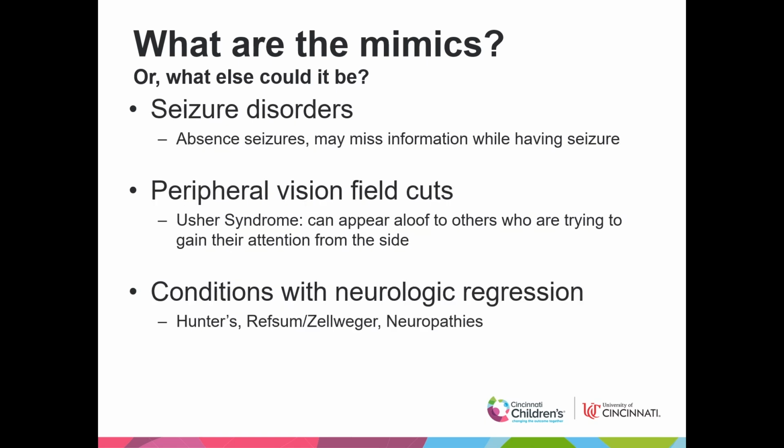I've had some kids with absence seizures where they're just kind of missing information and they seem like they're not with us. And that obviously has a treatment and will help if we treat it. Kids with Usher syndrome who lose their peripheral field may look aloof because all of a sudden they're not seeing people say hi. And so you might go, well, what's up with your pragmatics? And then there are some other neurologic regression syndromes.